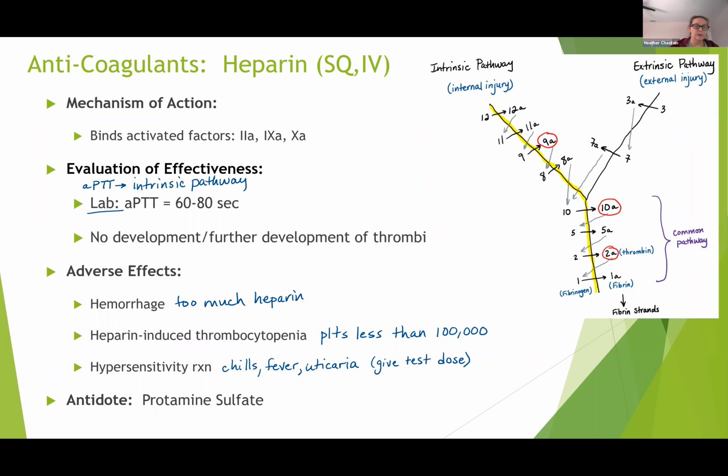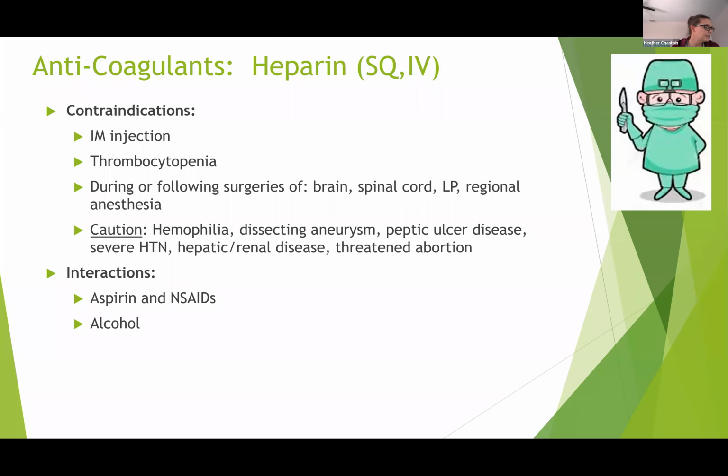The antidote for heparin, very important, is protamine sulfate. What protamine sulfate does is it binds heparin. So if you bind the heparin, then it can't do what it's supposed to do, right? It's like it puts it in jail so it can't do its job. Its job is binding those activated factors, right? Contraindications with IM injection. You don't want to give an IM injection of heparin because it could cause large hematomas. You're going to give it sub-Q or IV only.